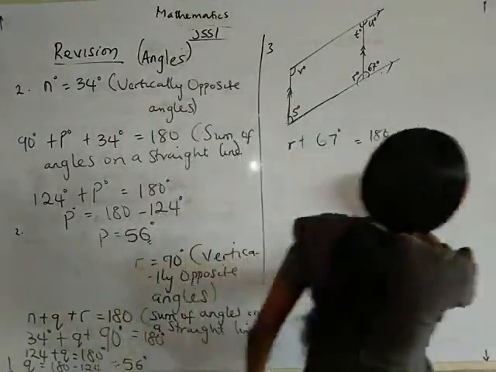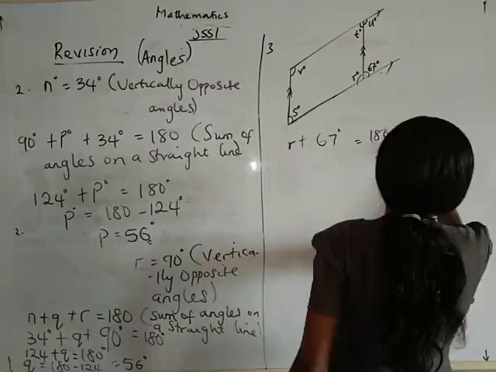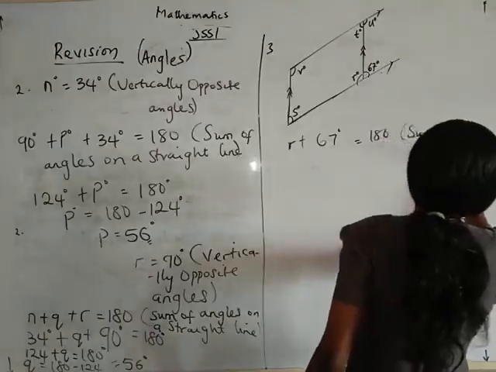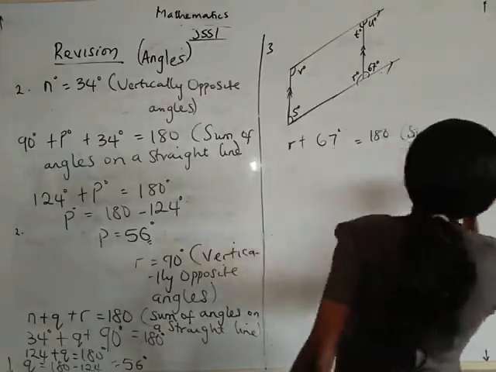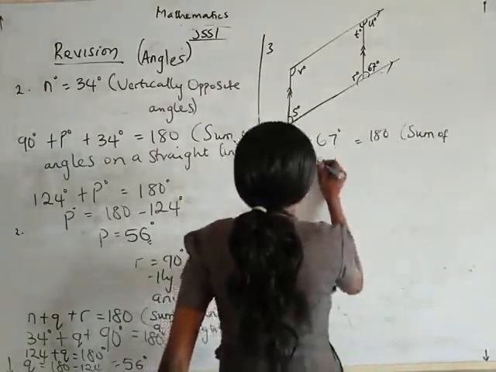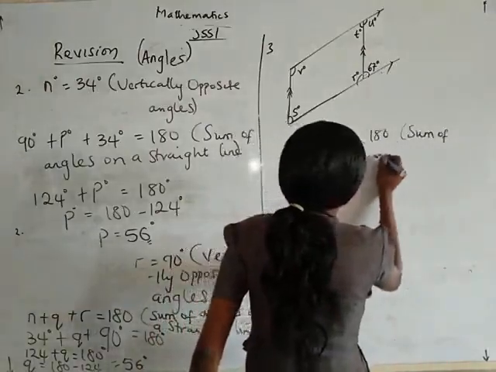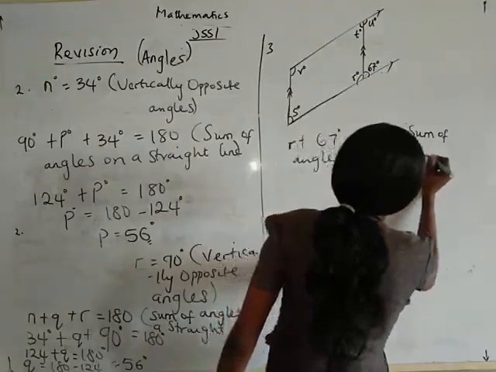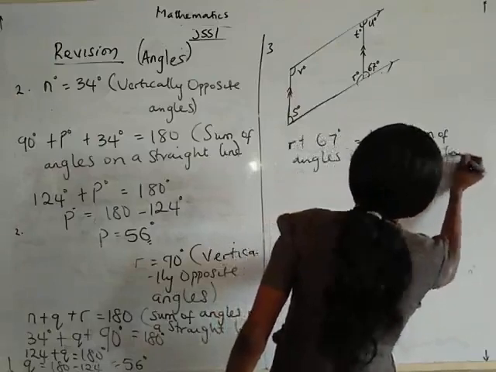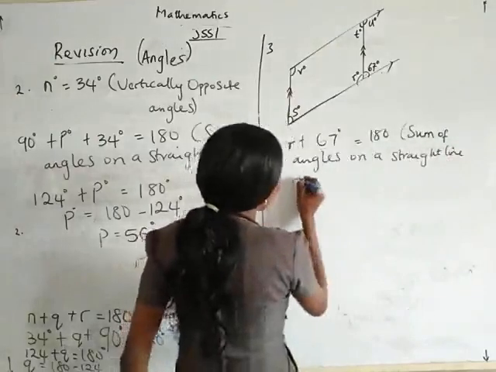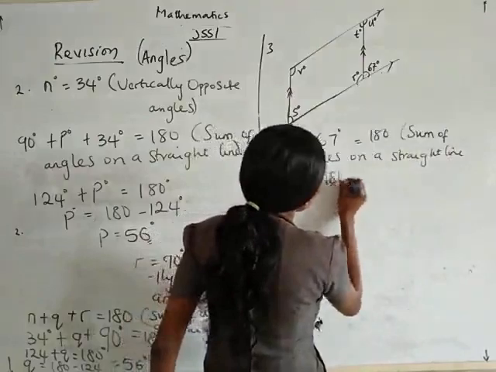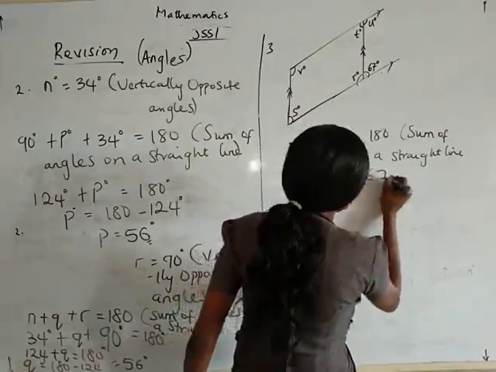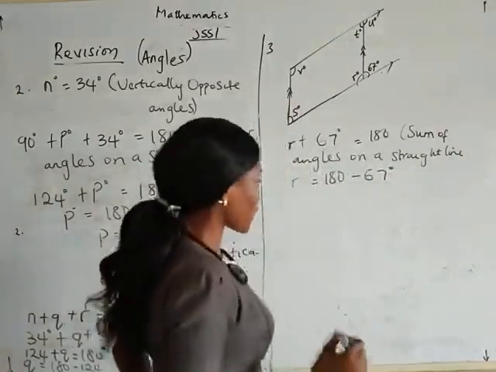Okay? And the reason for that is what? Sum of angles on a straight line. Okay? So R will be equal to what? 180 minus 67.